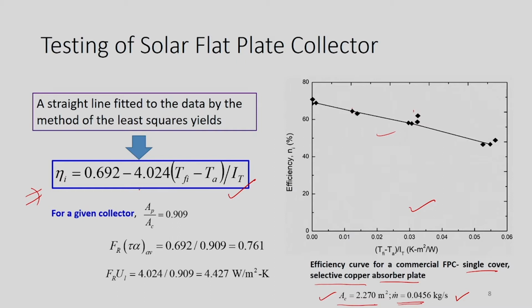So, if we compare this equation with the earlier one we have described just now, this Ap by Ac for a collector is given as 0.909, and if we use this information for calculation of FR tau alpha average, then it will be something like this. And also FR UL we can calculate. This will be about 4.427 watt per meter square Kelvin. So, this is how we can calculate the value of FR tau alpha average and FR UL, right, once you know this intercept and slope.